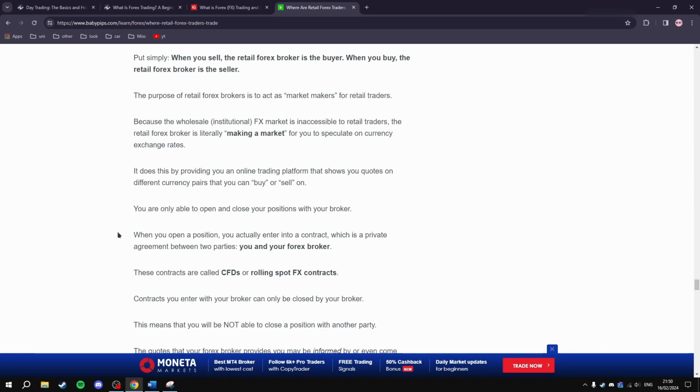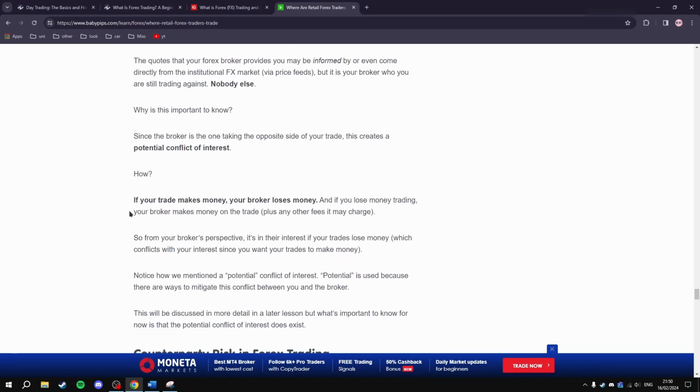You are only able to open and close your positions with your broker. When you open a position, you actually enter into a contract, which is a private agreement between two parties, you and your forex broker. These contracts are called contracts for differences or rolling spot FX contracts. Contracts you enter with your broker can only be closed by your broker. This means that you will not be able to close a position with another party. The quotes that your forex broker provides you may be informed by or even come directly from the institutional FX market via price feeds, but it is your broker who you are still trading against, nobody else.